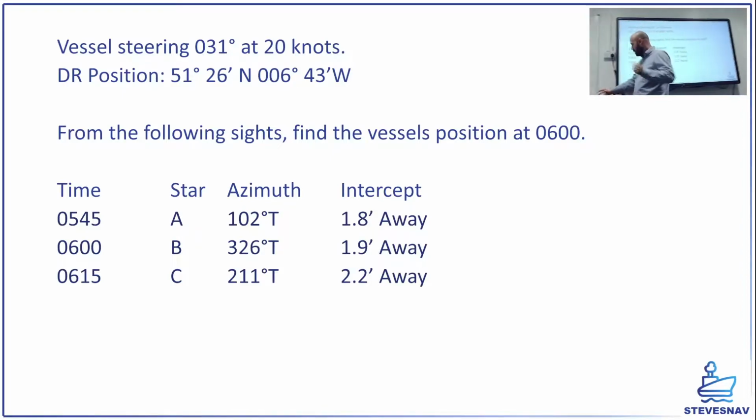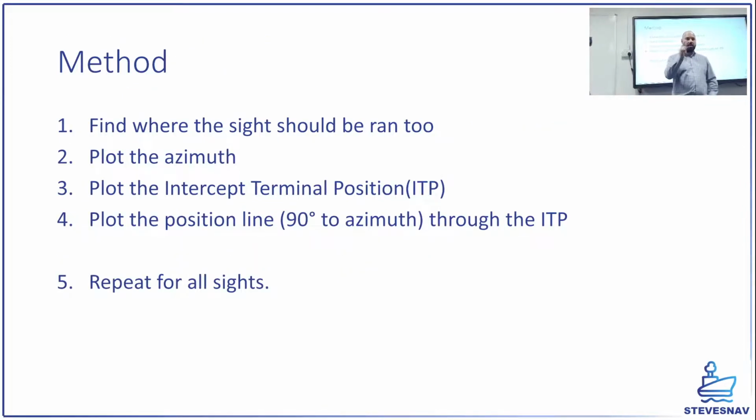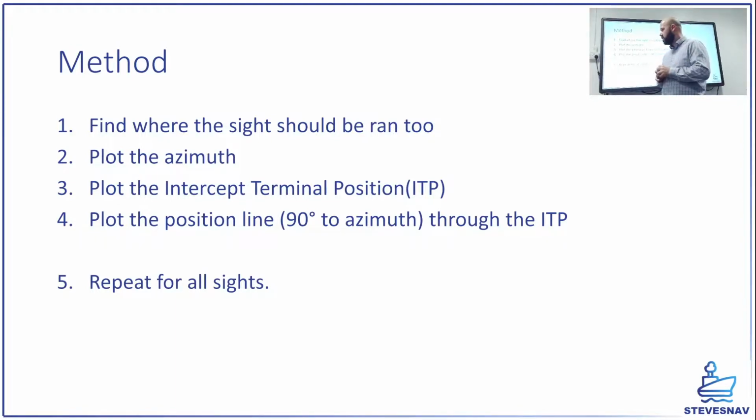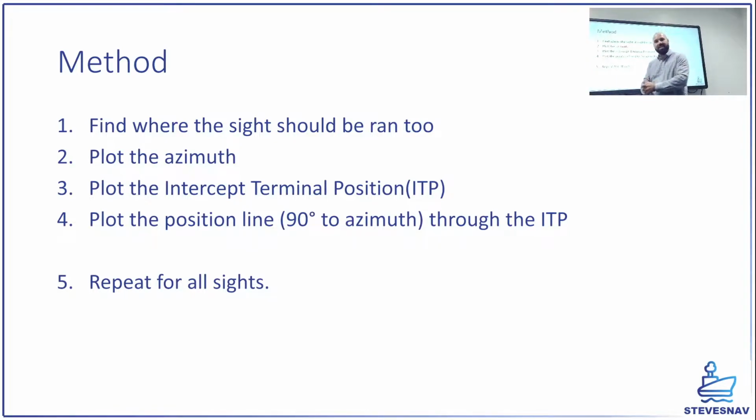So, the method we're going to have to approach to tackle this. Step 1. The cross in the middle is just a position. It's not going to be a time. It's going to be whatever time we want it to be, because we used that position to be all 3 times. So, step 1 is find where the vessel actually was at the time of the site. Step 2. Run the line up to there, and from that point, plot the azimuth. Step 3. Plot the ITP. Step 4. Plot the position line, which is 90 degrees to that ITP, and then repeat it for all the sites.